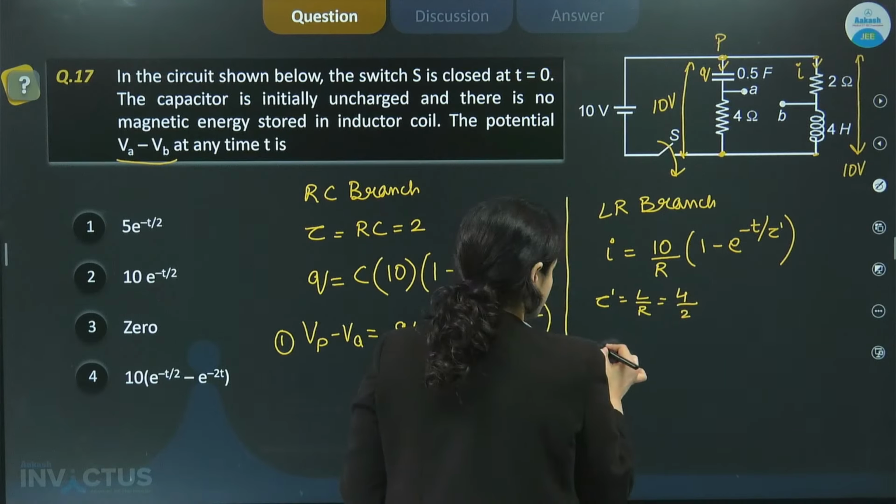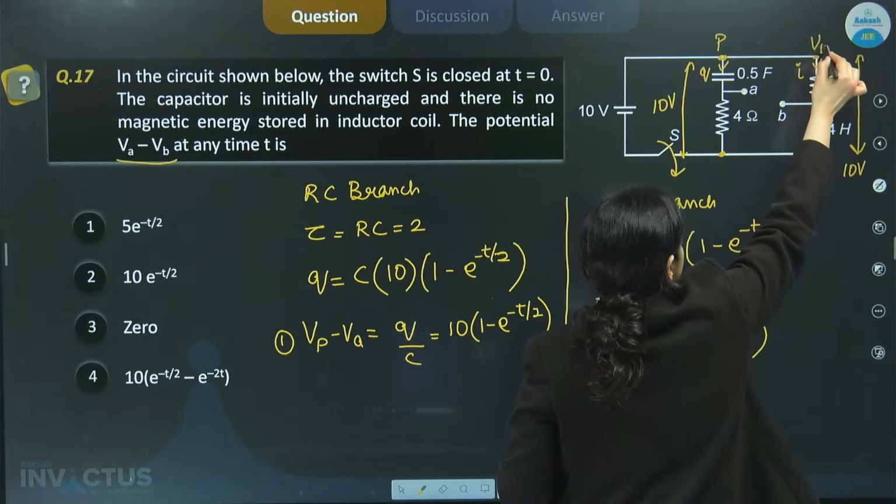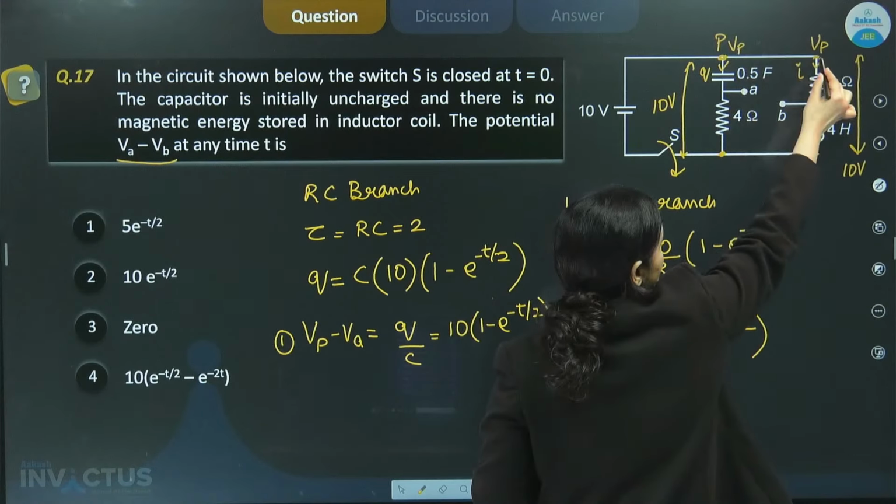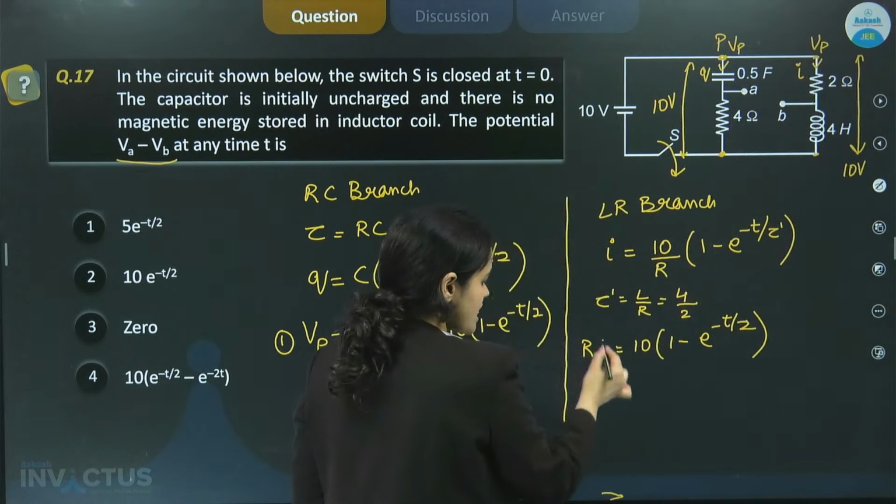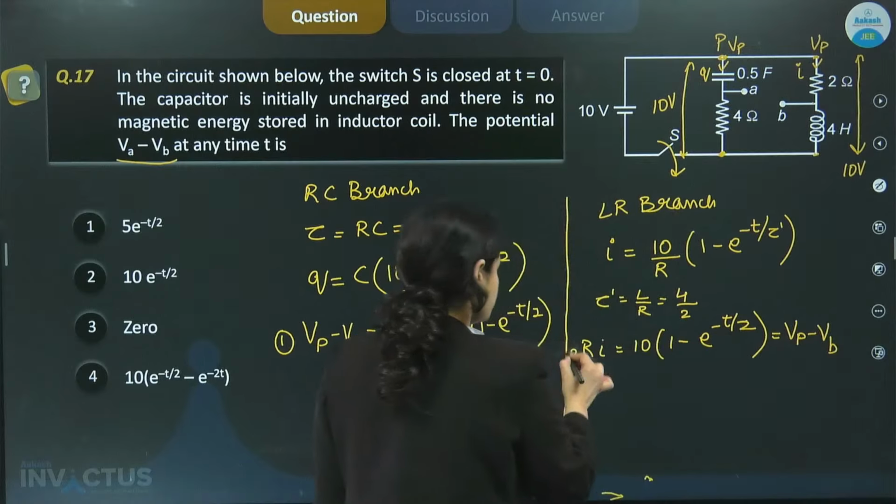I'll take this R to the other side. I'll tell you the reason. This can be written as I into R equals 10 into 1 minus e to the power minus t by 2. Now why did I shift this to the other side? The reason is simply that we need the potential difference between A and B. So if this point is at potential VP, then this point will also be at VP minus VB. So this I into R is actually the potential difference across this point P and point B. This can be written as VP minus VB. This is equation number 2, right?